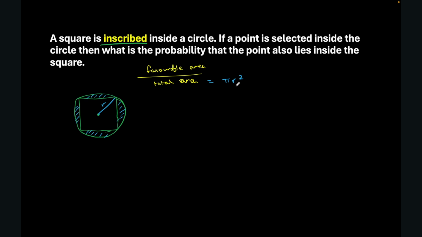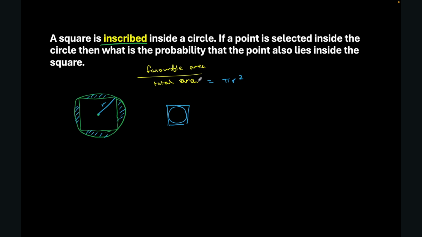Okay, so that's why I'm going to take the bigger area, which is the circle. If the circle was inscribed in the square, if it was maybe something like this, then I would take the total area to be the area of the square. I hope that makes sense.